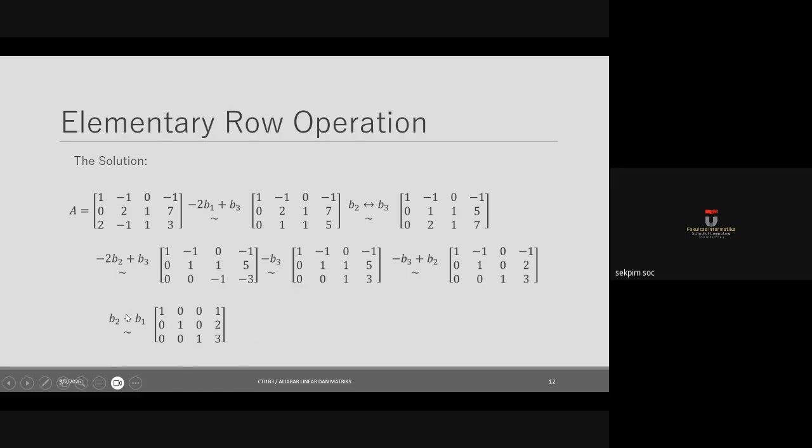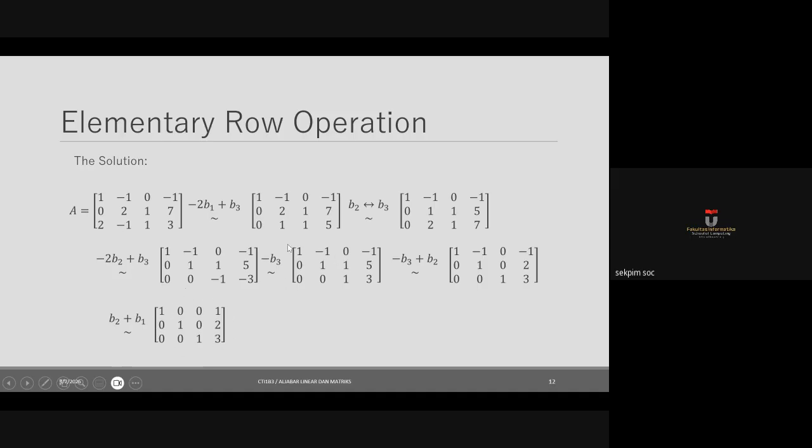And this latest form, right? The last result is called reduced row echelon form. So this part is called row echelon form, and this part is called reduced row echelon form. In Indonesian, this is called matriks echelon baris. And this is called matriks echelon baris tereduksi.